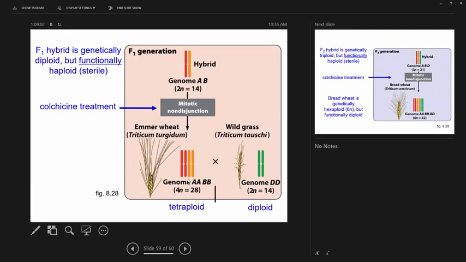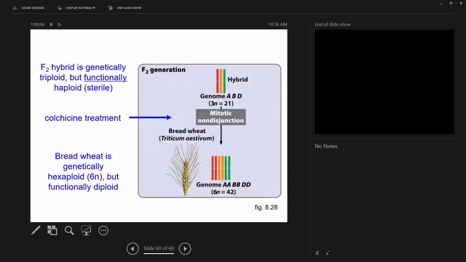but they're going to be half from each of the species. So now you've got 21, but there's 3 different kinds of chromosomes. So these are genetically triploid, but functionally haploid. There's 3 complete genomes in there, but each genome is in its own species chromosome arrangement. Okay?